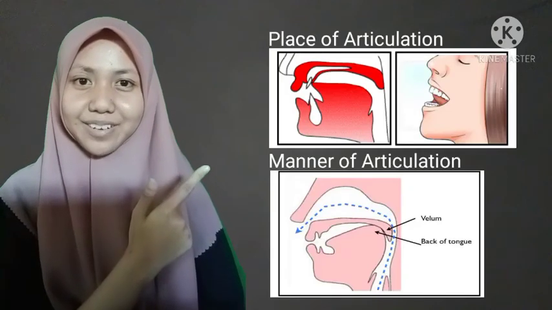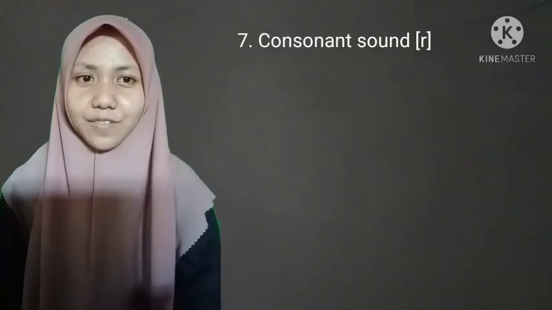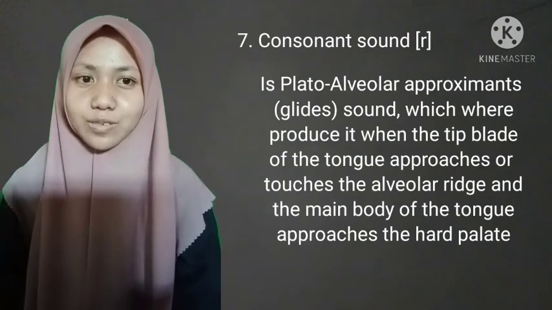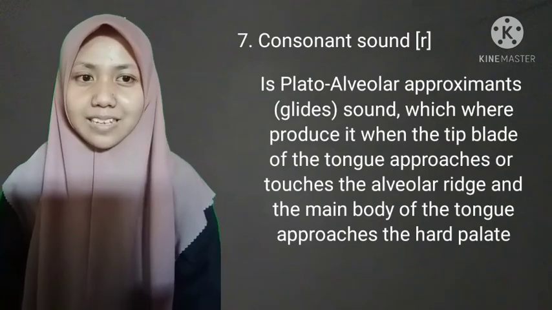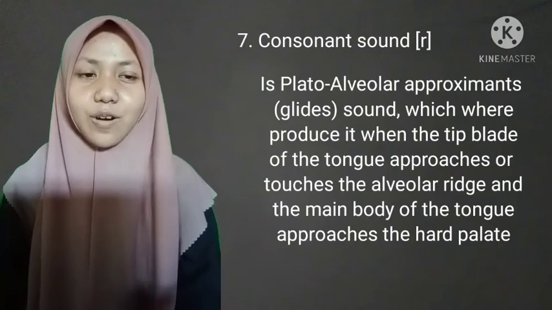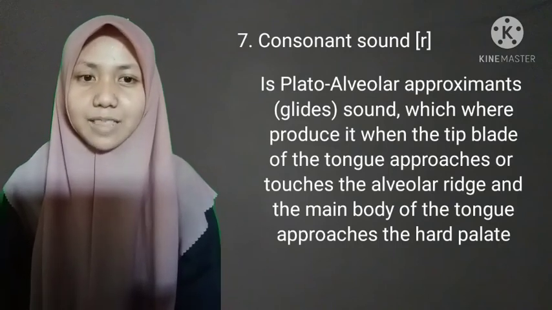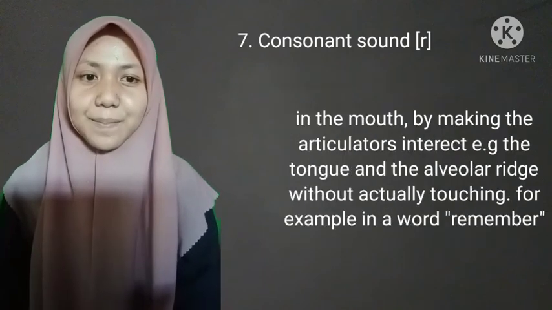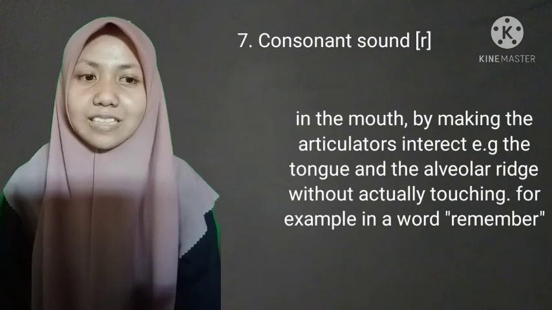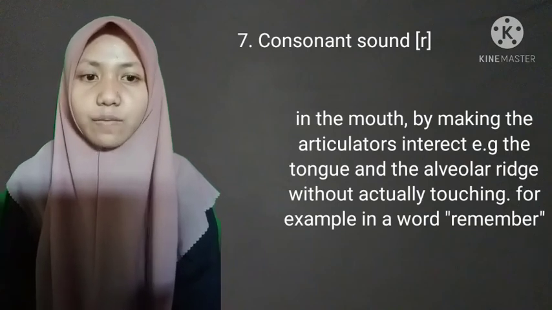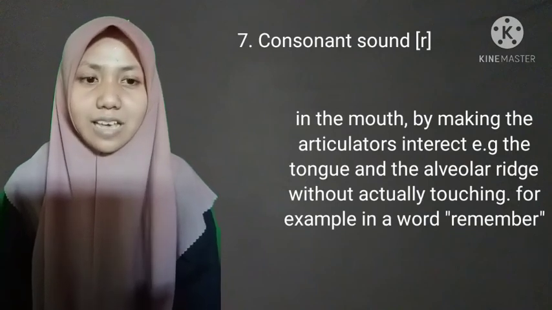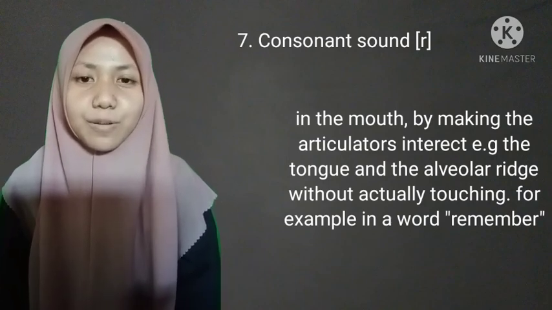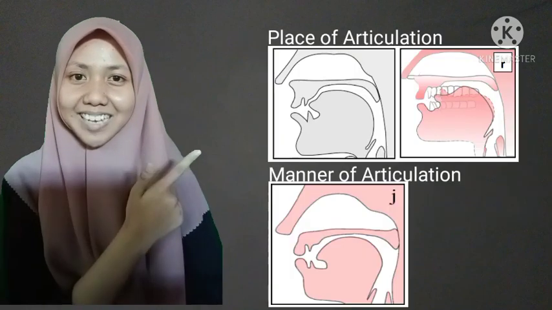Like that picture. 7. For consonant sound R, it is an alveolar approximant or glide sound, which is produced when the blade of the tongue approaches or touches the alveolar ridge and the main body of the tongue approaches the hard palate in the mouth, by making the articulators interact, e.g., the tongue and the alveolar ridge without actually touching. For example, in the word remember. Like that picture.